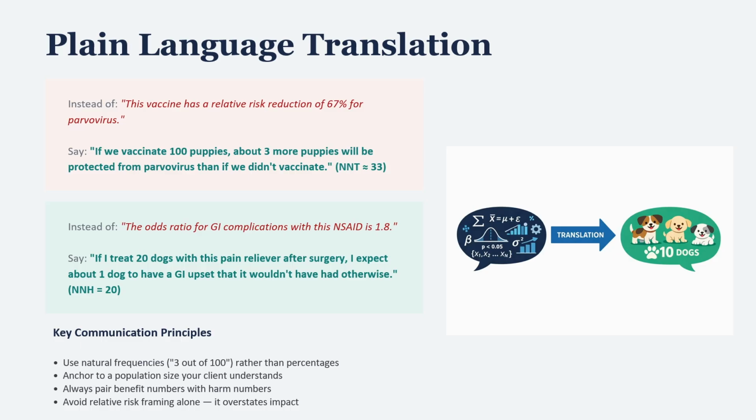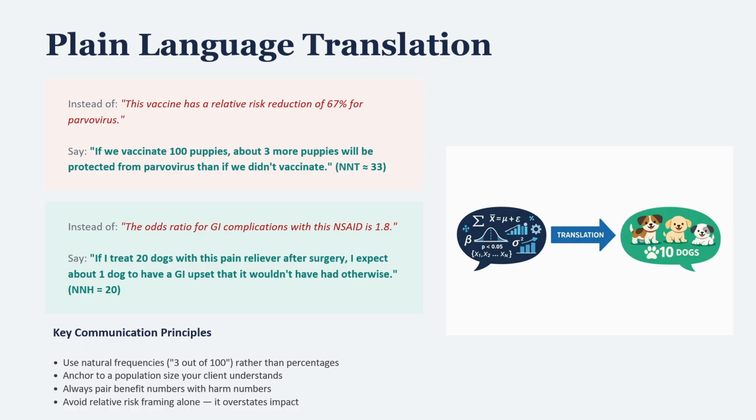The math in this talk is in service of one goal, helping you communicate risk and benefit to real people, clients, producers, regulatory bodies, and colleagues in a way they can actually use. The single most important communication insight from NNT and NNH research is this: people understand natural frequencies far better than percentages or ratios. 3 out of 100 puppies lands differently than a 3% risk reduction, and both land very differently than a 67% relative risk reduction. They're all mathematically equivalent, but they communicate very different levels of impact.